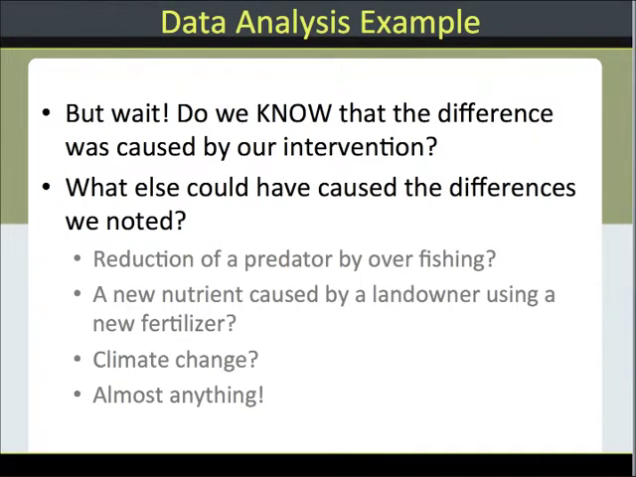There are many possible reasons why we would see differences in one stream over the course of a whole year. There could have been a reduction of predators, a new nutrient could have been introduced, climate change could be occurring, almost anything. So how do we account for all of these things?